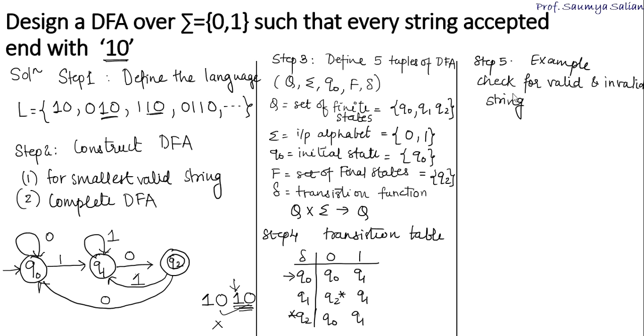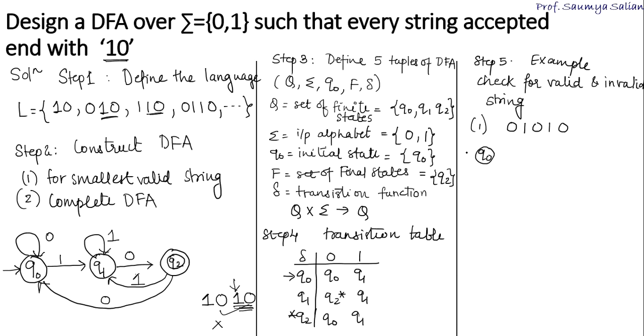Next step, check for a valid and invalid string over here. So let's begin. Let's first consider a valid string. Let's suppose I have the string 1 0 1 0 0 1 0 1 0, right?